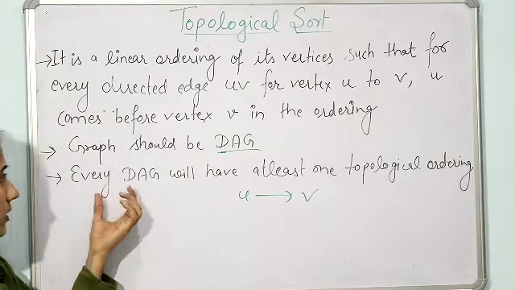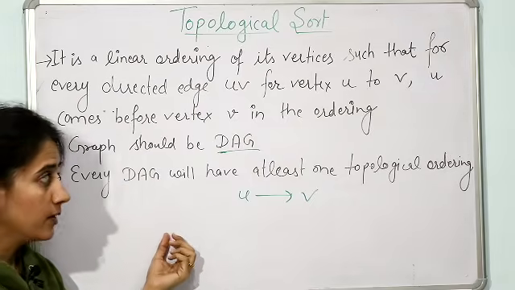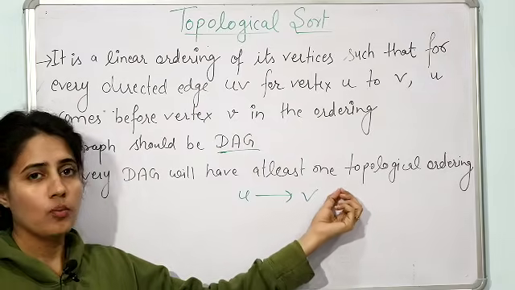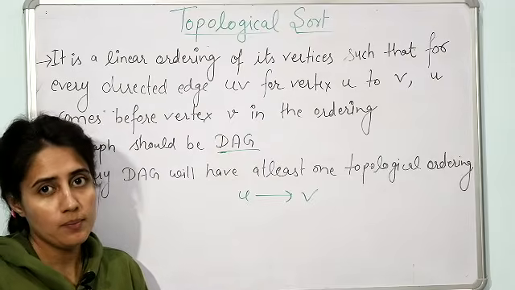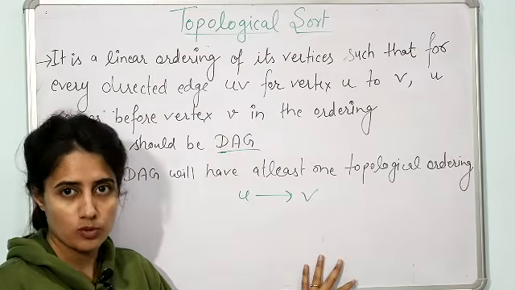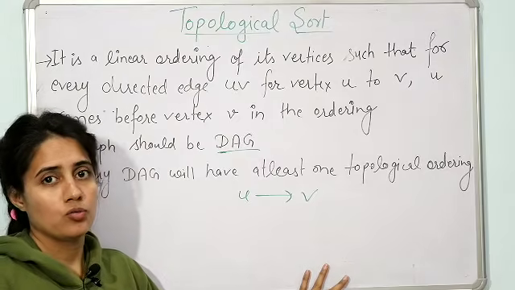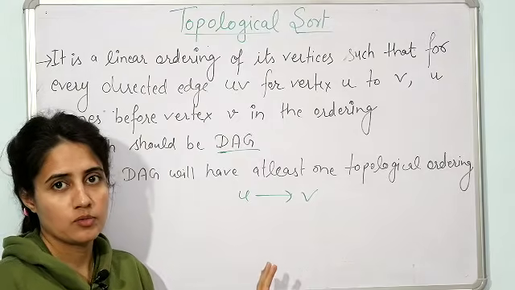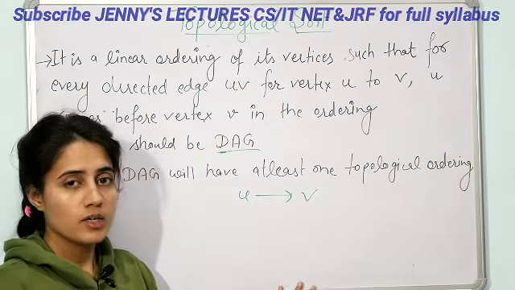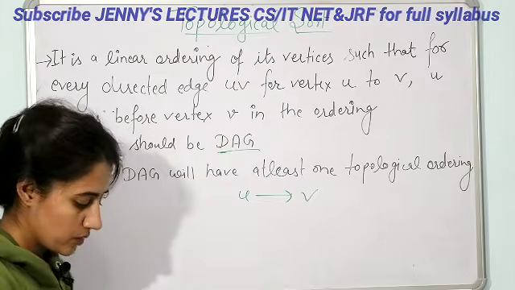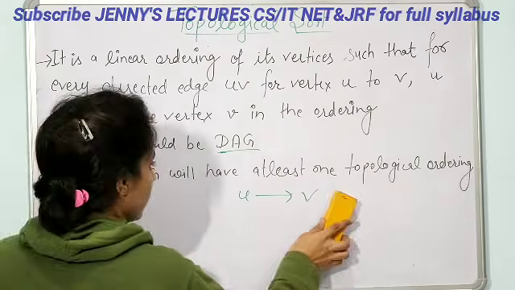And one more point is, for every DAG, if graph is directed and acyclic, then at least one topological sorting would be there, at least one. But it is not compulsory that that graph will have only one topological sorting. A single graph can have more than one topological sorting, 2, 3, 4, 5, 6. Any number of topological sorting. Now we will discuss the method how to find out topological sorting. We will discuss it with the help of one example.